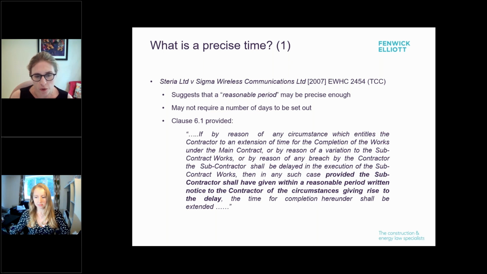So clause 6.1, just to give you a feel: if by reason of any circumstance which entitles the contractor to an extension of time for the completion of the works under the main contract, or by reason of a variation to the subcontract works, or by reason of any breach by the contractor, the subcontractor shall be delayed in the execution of the subcontract works, then in any such case, provided the subcontractor shall have given within a reasonable period written notice to the contractor of the circumstances giving rise to the delay, the time for completion hereunder shall be extended. So that is the clause. They looked at it, and as you can see, there's no defined number of days in that clause.